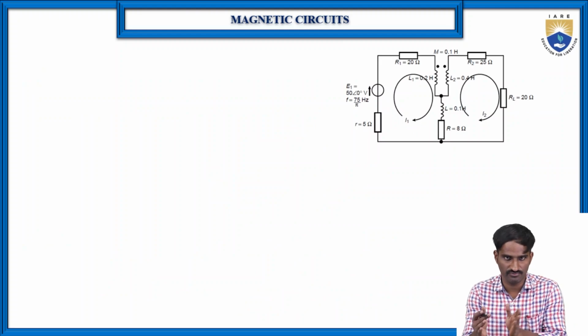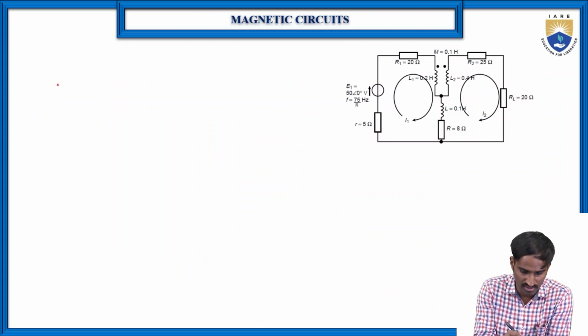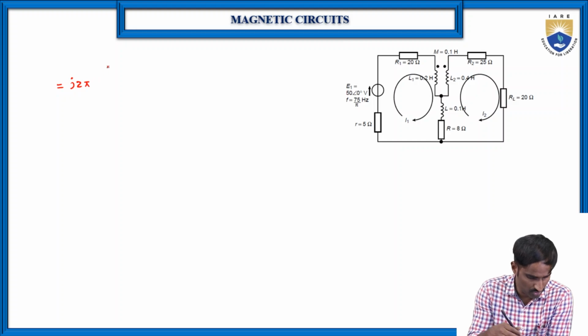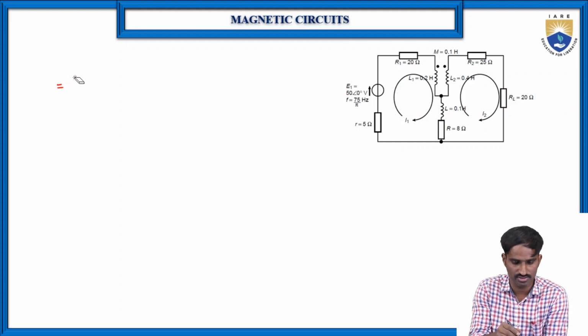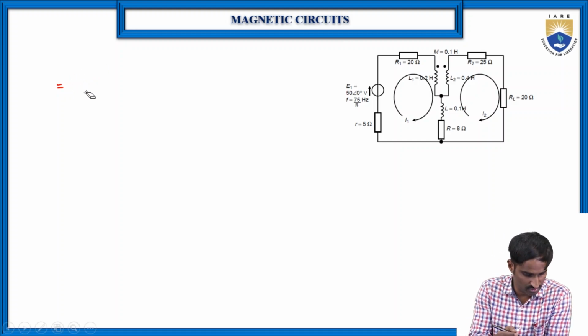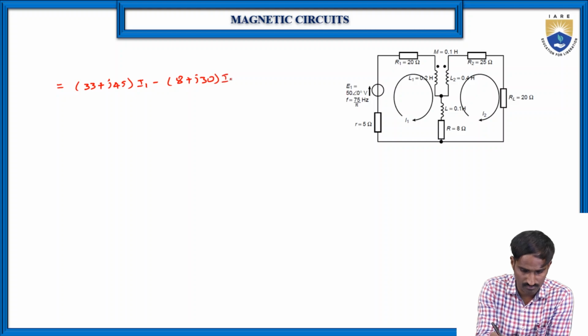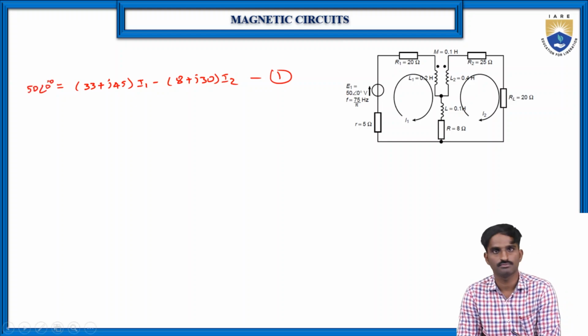In terms of the I1 coefficient and I2 coefficient, let me write it, because I have already simplified this one. The simplification you know very well. So here it is 33 plus j45 into I1 minus 8 plus j30 into I2. This is equation number 1. Of course, the voltage on the left side is 50 at an angle of 0 degrees.